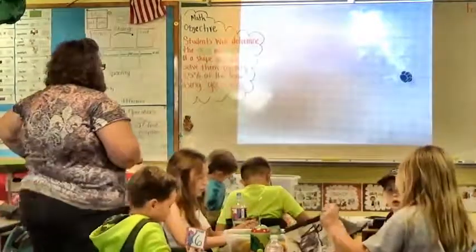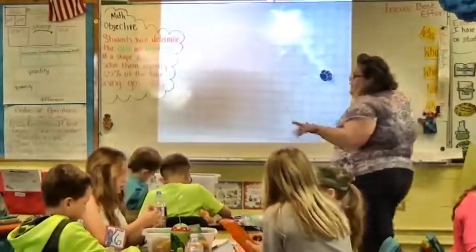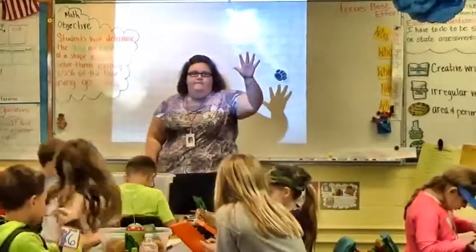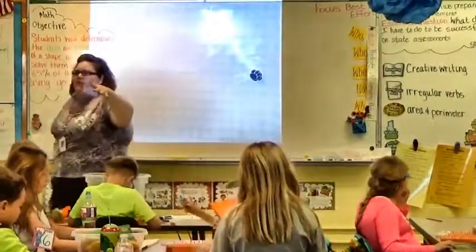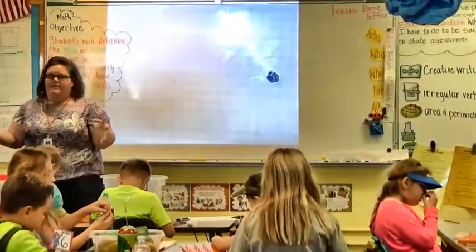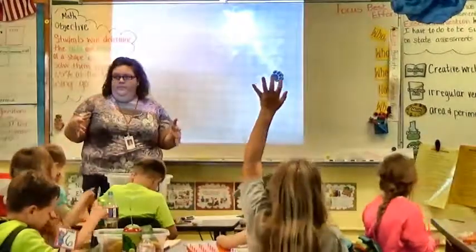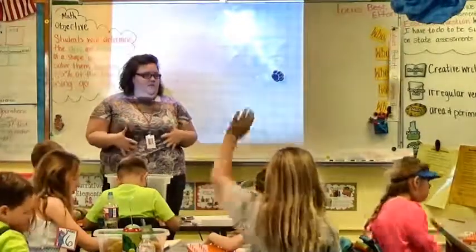Awesome job. Okay, friends. We're getting ready to have some free time. Let's go over what we learned today. 1, 2, 3, eyes on me. Eyes on you. Okay, so today what did we learn about? Area and perimeter. What is area? The inside of the shape, the whole thing. How do we find it?